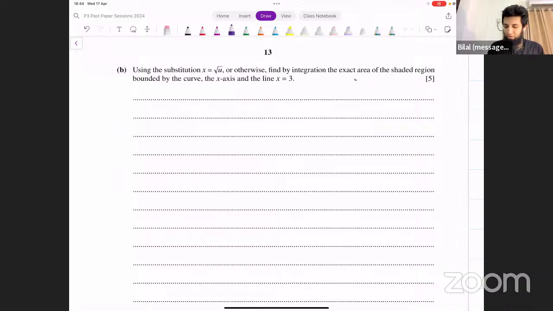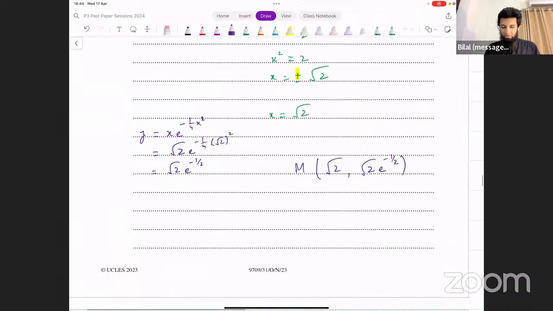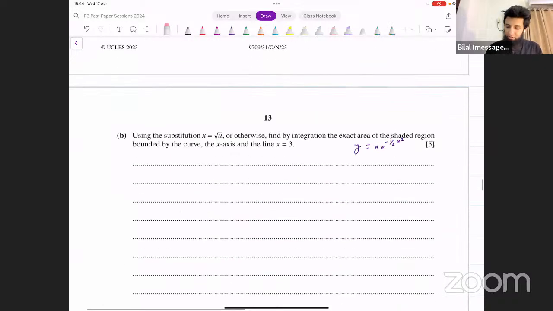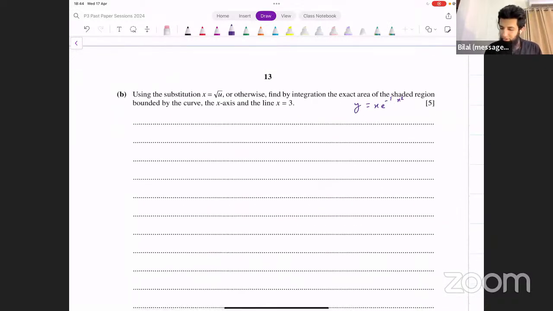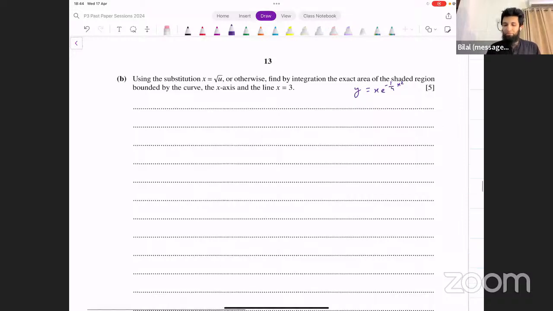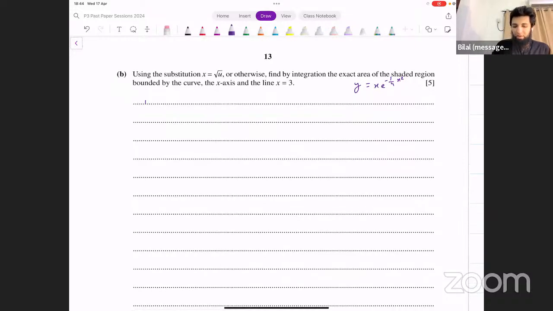Let me write that here. Y equals x e raised to power minus 1 over 4x squared. That is y. We just use that formula. Area between a graph and x-axis is integration of y, which is x e raised to power minus 1 over 4x squared, with limits 0 to 3. We have to integrate it with respect to x and put these limits, and that's going to give us this area. Now we have to use a substitution here.